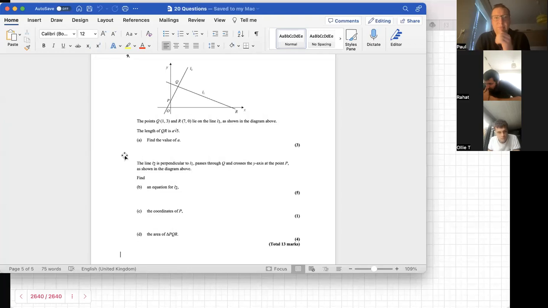All right, so you can see the question. I've just got two straight lines and they cross each other at Q. And you're told that the point Q is (1, 3) and R is (7, 0), and the length of QR is A root 5. Find the value of A. So how would we do that?